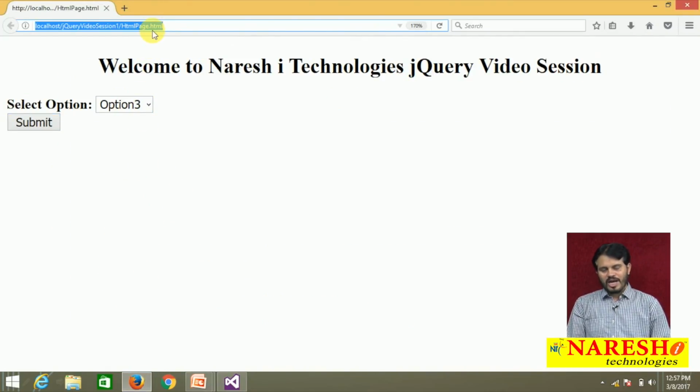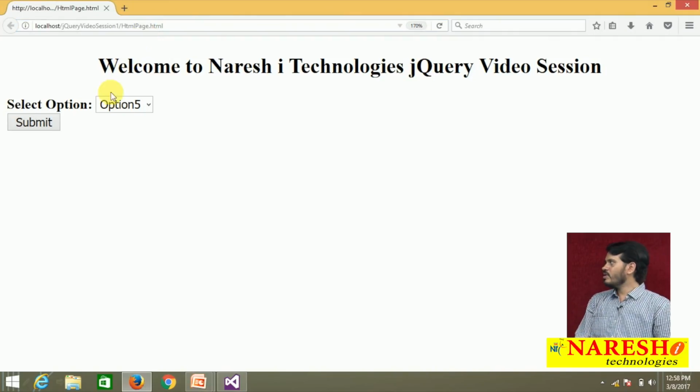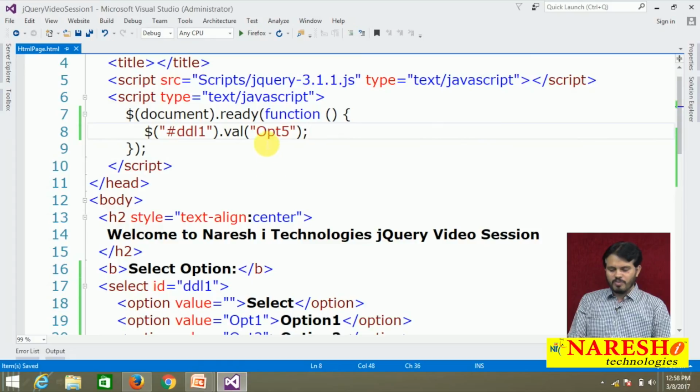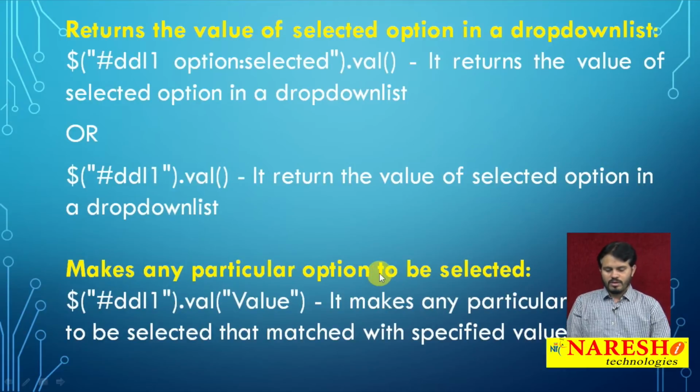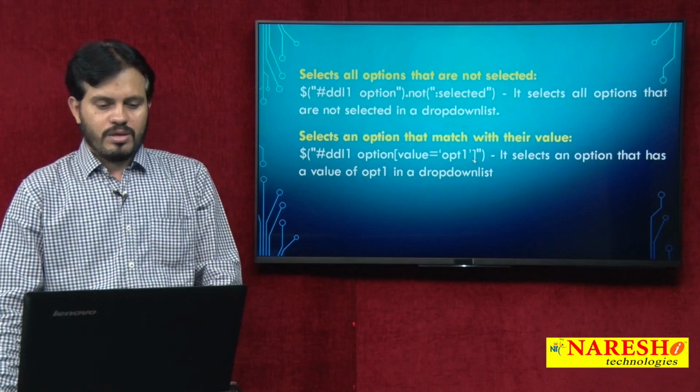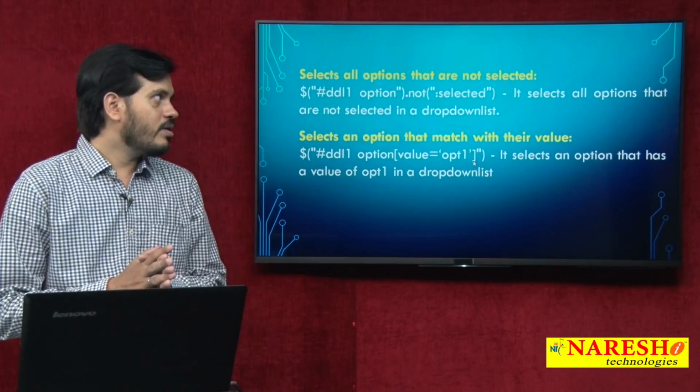Once I refresh, as soon as the page is ready in the browser window, you can observe that option 5 is selected. You can see that option 5 is selected because option 5 has the value OPT5, and what I am passing in the parameter is OPT5, so it is matched. So for that purpose we use this. Right. Now we have a few more examples.